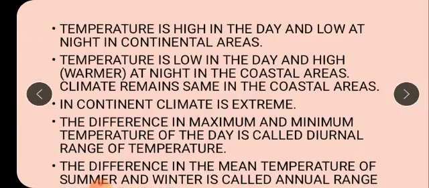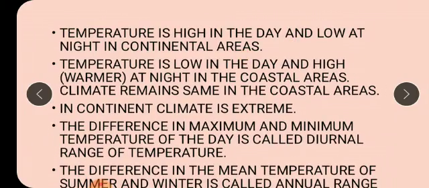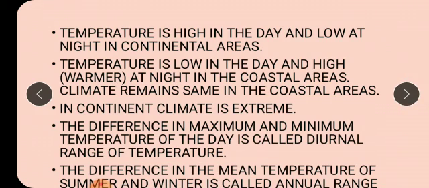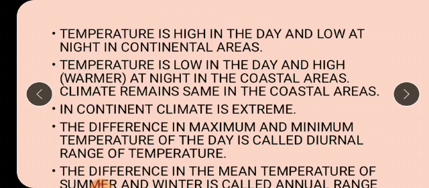Then the temperature is high in the day and low at night in the continental areas. Continental, where there is a major portion of the land. Land portion is more, that is called continent. So here in the continent you will experience that throughout the day the temperature is more. Like if we talk about Nagpur, in the summer season the temperature is very high throughout the day, isn't it? So usually in the continental areas the temperature is high in the day and it is low at night. But the opposite is in the coastal areas. Temperature is low in the day and it becomes high at night in the coastal areas.